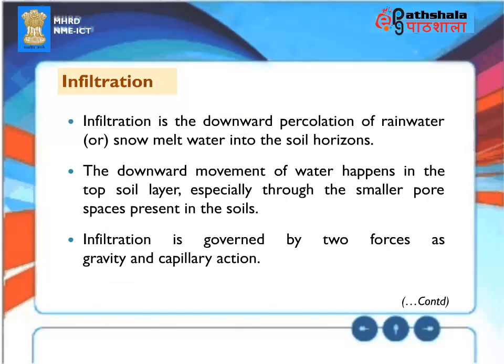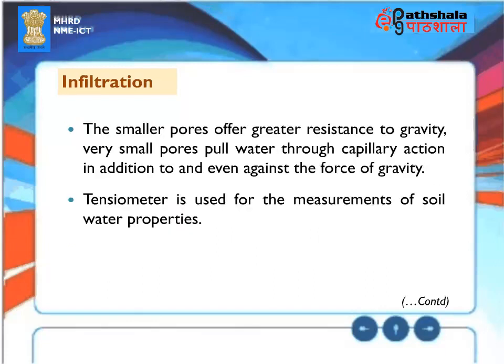Infiltration. Infiltration is the downward percolation of rainwater or snowmelt water into the soil horizons. The downward movement of water happens in the topsoil layer, especially through the smaller pore spaces present in the soils. Infiltration is governed by two forces, as gravity and capillary action. The smaller pores offer greater resistance to gravity. Very small pores pull water through capillary action in addition to and even against the force of gravity. Tensiometer is used for the measurements of soil water properties.